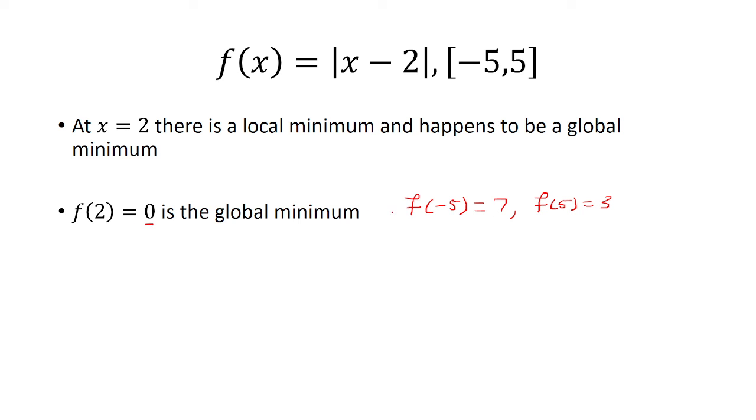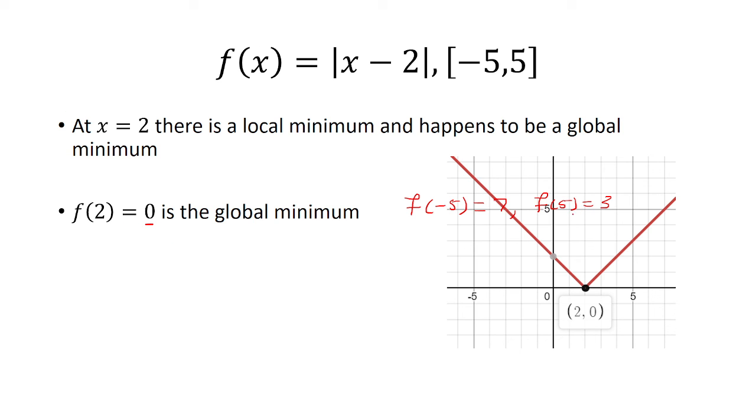Obviously, 0 is less than 3 and 7. So 0 is going to be the global minimum. And if we look at the graph of the absolute value of x minus 2, that seems to make sense. X equals 2 is 0. To the left of it, it's decreasing. And then to the right of it, it's increasing.